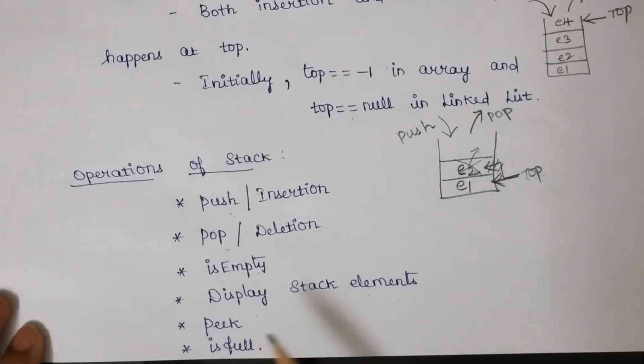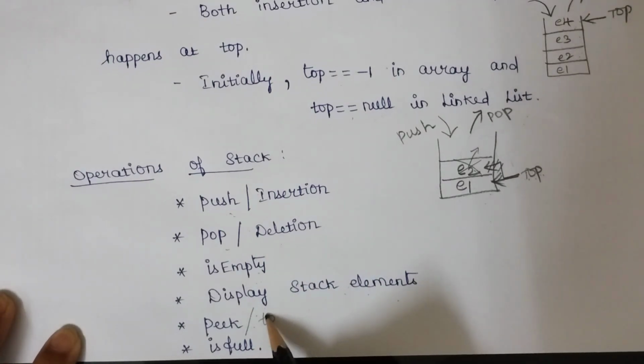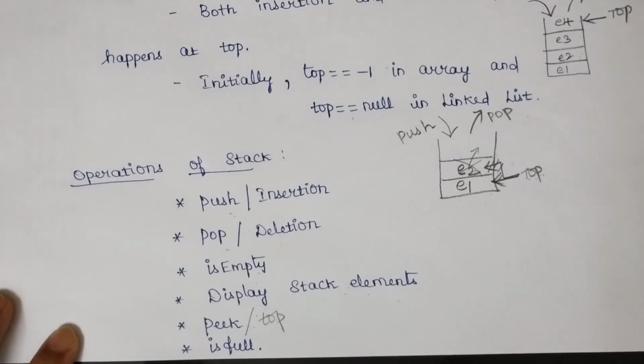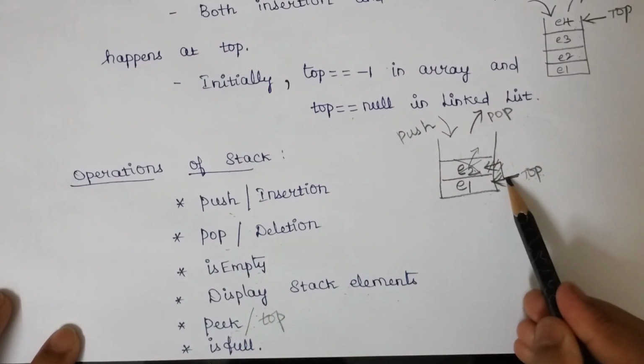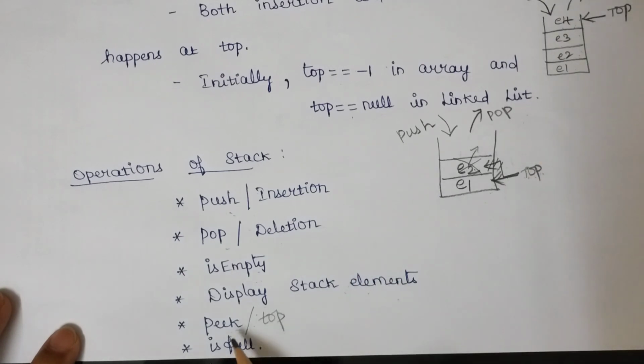And next is peek. Okay, so this peek can also be called as top, which is if you want to display the element or if you want to access the element that is present at the top of the stack. Okay, then you can go for this peek operation. This will always return the element that is present at the top of the stack. So that is what this operation is, peek, or you can also call it a top operation.